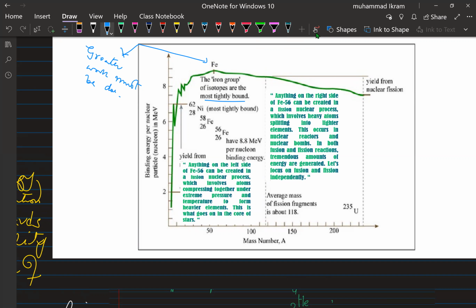What you see on the left, anything on the left side of the iron can be created in a nuclear fusion process, which involves atoms compressing together under extreme pressure and temperature to form a heavier element. This is what goes on in the core of a star. So this is the making of the nuclei, and here it is the breaking. Both in the making and in the breaking, energy is released.